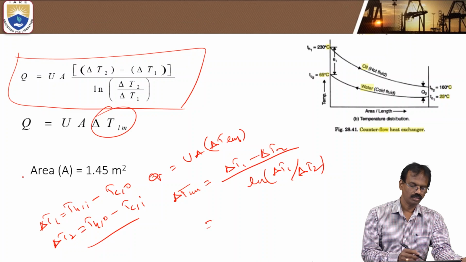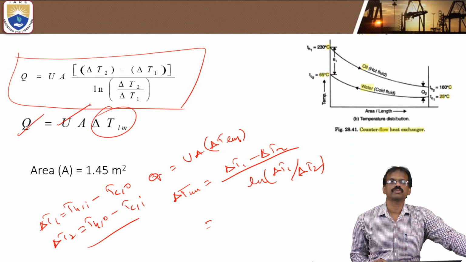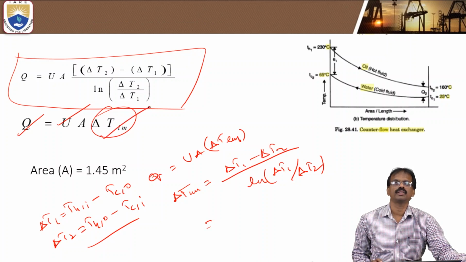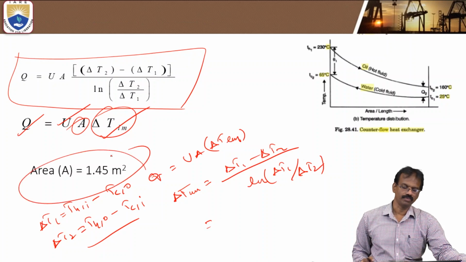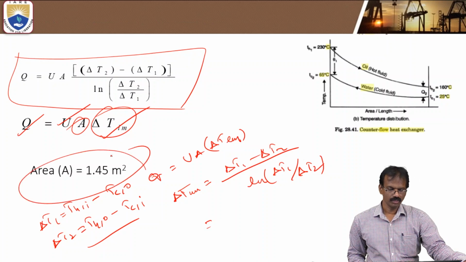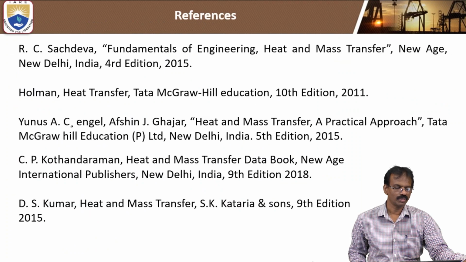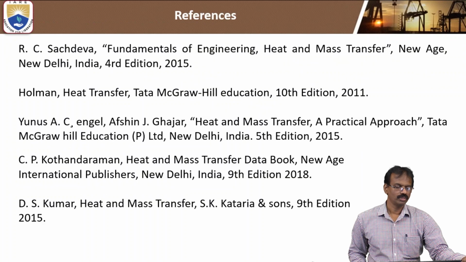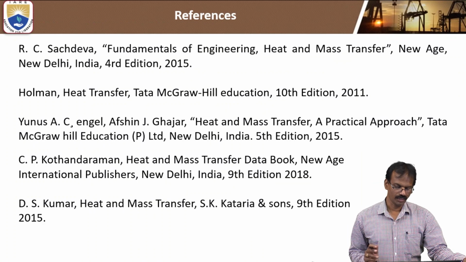Okay. So then here you know the Q value, you know the U value, the overall heat transfer coefficient. Then you know the delta TLM value. Then you can find out the area. So the area is equal to 1.45 meter square. So in this way, you can solve the numericals. So this one is one more numerical. You can solve this one; I am leaving this one. So these are the different textbooks for reference I have given here. You can refer to these textbooks.